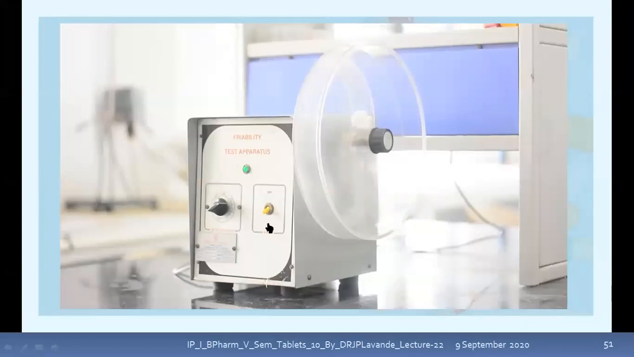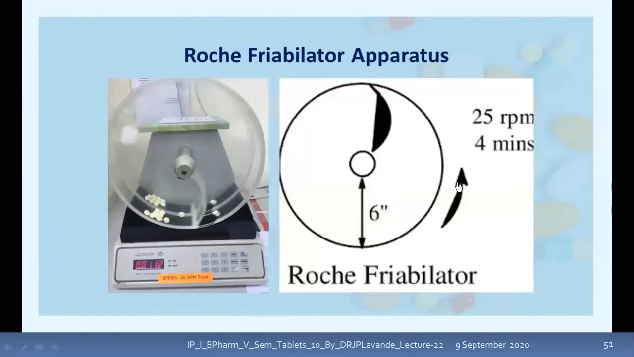See, here you can see very clearly, this is the knob in the on condition. Here they have adjusted the rotations, and this is the plastic drum in which the tablets are going to be placed. You can clearly see the tablets are there, and they are falling from this distance up to this. This is the diagrammatic representation of the Roche friabilator, in which the tablets fall from 6 inch height.